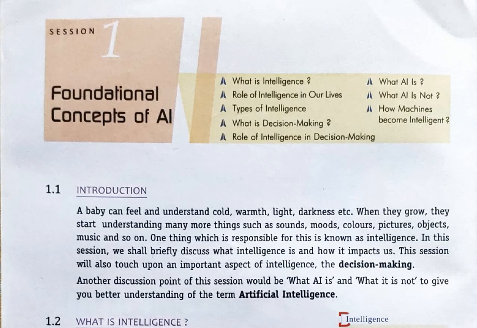So, to begin with, we have an example about intelligence. The learning of a baby can directly be related to the term intelligence. A baby feels and understands cold, warmth, light, darkness, and as they grow, they start understanding many more things like sounds, moods, colors, pictures. So, this is intelligence.